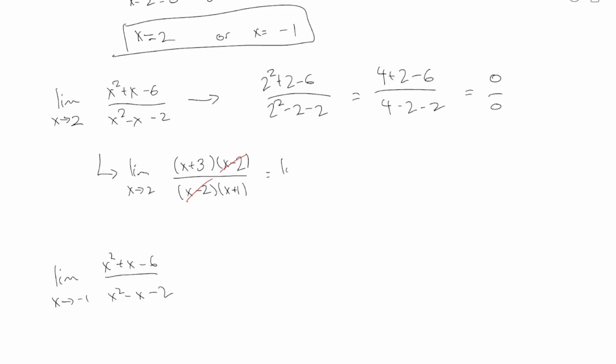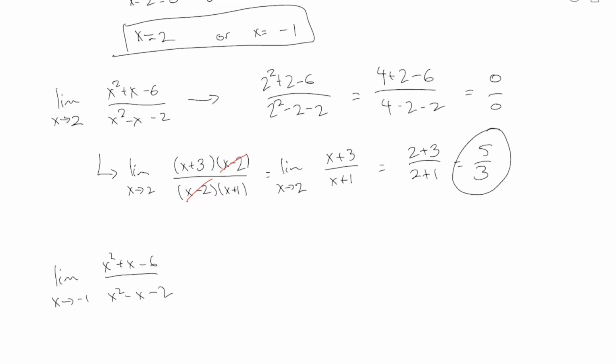So what remains is the limit as x goes to 2 of x plus 3 over x plus 1. Plugging in x equals 2, I get 2 plus 3 over 2 plus 1. That's 5 over 3, and that's the answer. 5/3. I hope that's what you got. Any questions about that one?